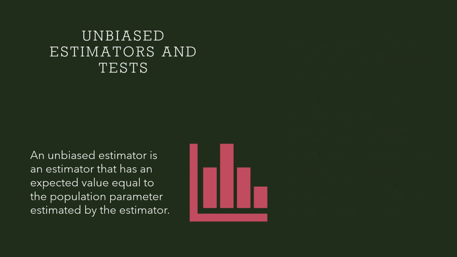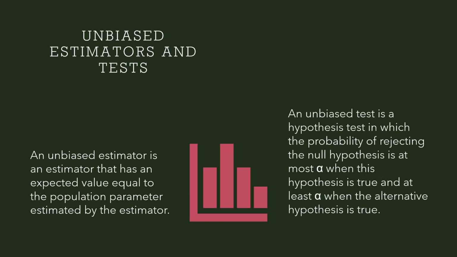Unbiased estimators are important, but so are unbiased hypothesis tests. An unbiased test is a hypothesis test in which the probability of rejecting the null hypothesis is at most alpha when this hypothesis is true, and at least alpha when the alternative hypothesis is true. This means that we have a better chance of rejecting the null hypothesis when the alternative is true than when the null hypothesis is true.